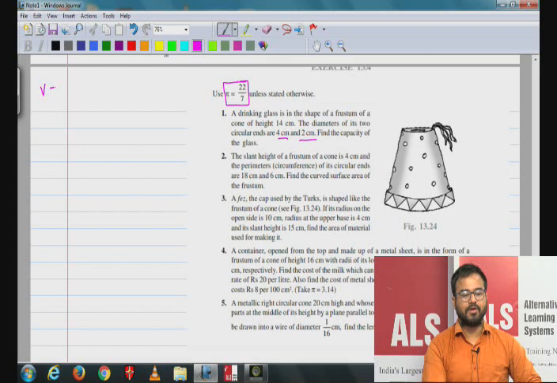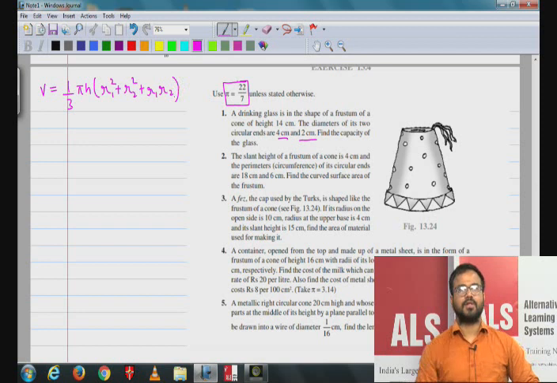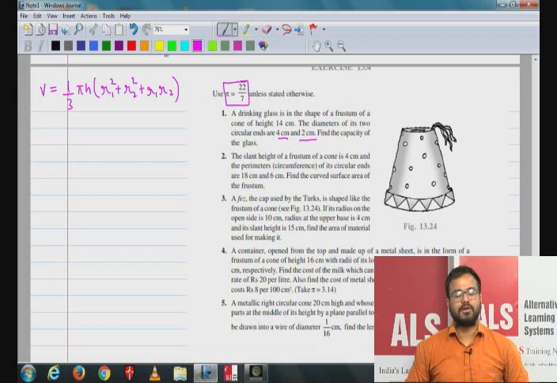So formula for volume is 1 by 3 pi h (R1 square plus R2 square plus R1 times R2). The value of H is also given, value of R1, R2 both are given. We just have to substitute the value for all of them and then figure out the volume.